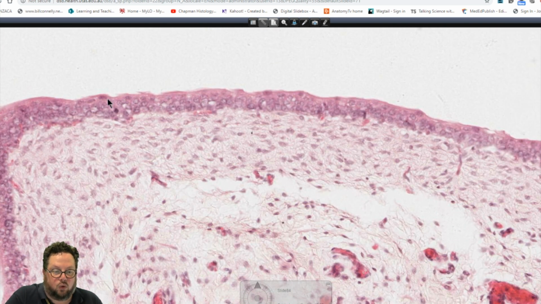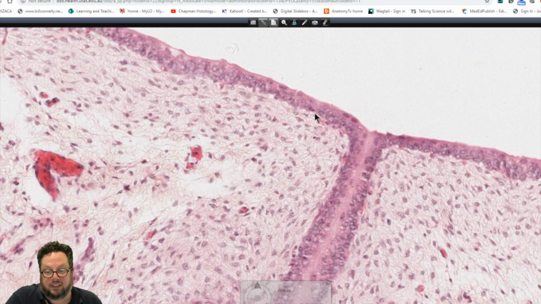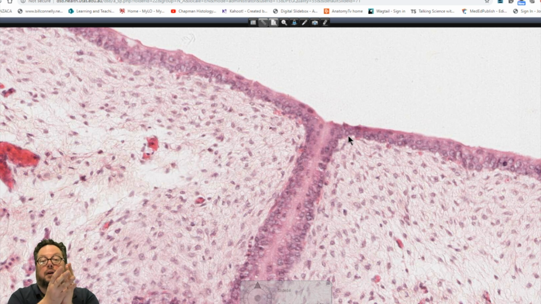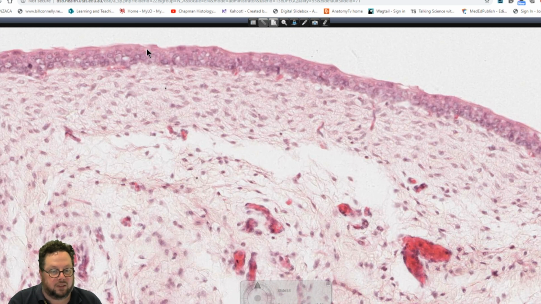Here it appears quite extended. You can see some of these cells look quite flattened on the surface. So this looks like it's been extended. So we talked about how it can transition from that nice dome-shaped structure to the flattened type of appearance. That's what we can kind of see on the surface here.